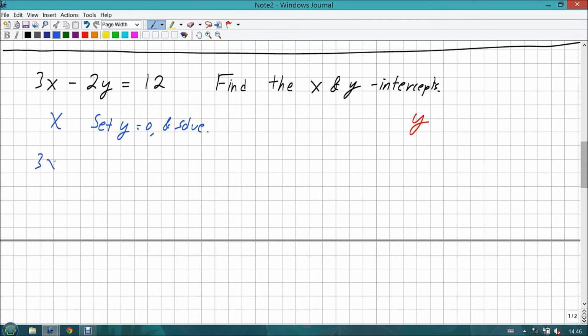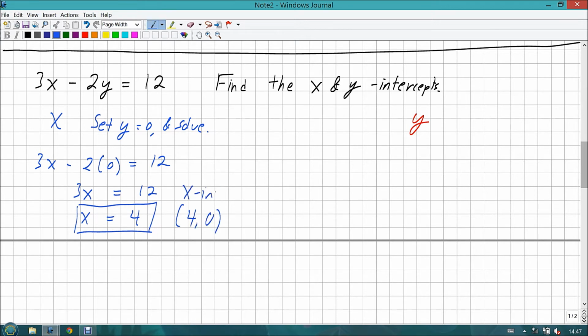So we have 3x minus 2y, which just got set equal to 0, is equal to 12. Doing some fancy arithmetic, we get -2 times 0, which is 0. So we have 3x is equal to 12. We divide both sides by 3, and we get x is equal to 4. So the x-intercept would be at 4. But if we were going to be really good, we would say that it would be at the location 4, 0 for our x-intercept. This would be the better format.